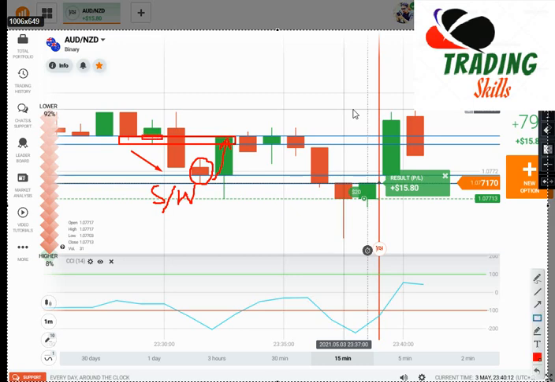So what happened? Sellers entered again. I took my trade here and I won my trade. Again I waited only 1 minute, and now you can see again what happened. Again it closed at the key level, making a new low. It means that sellers want to go down. So I took another trade and I won that trade also.